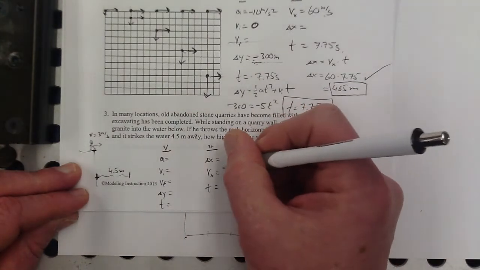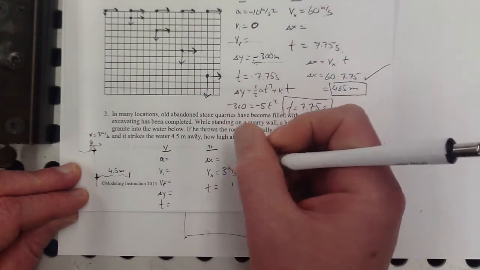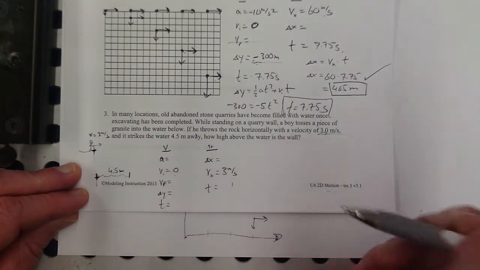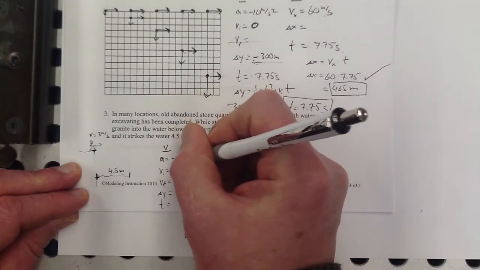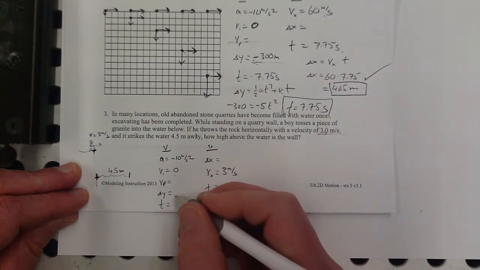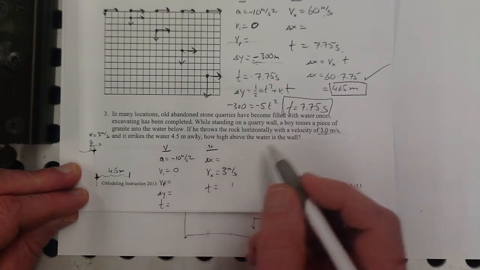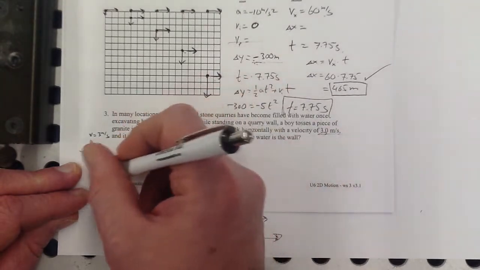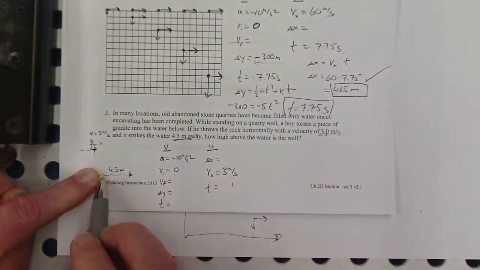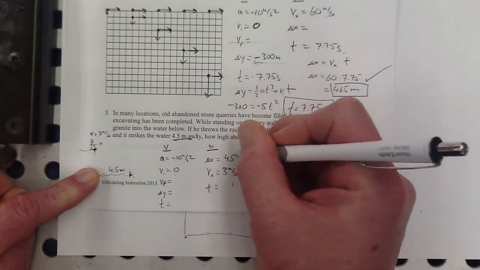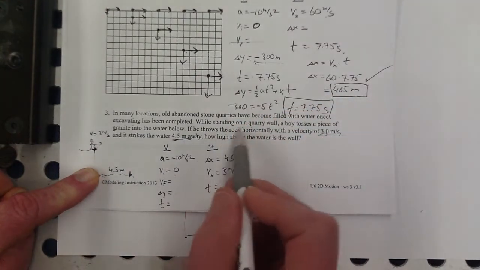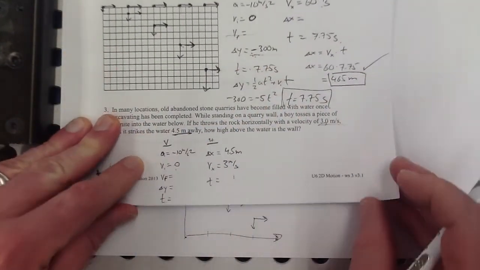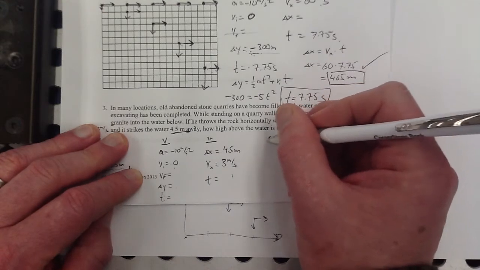The kid threw the rock at 3 meters per second, and that is horizontal, right? How much of that is vertical? None of it. This is a horizontal launch problem. That's always going to be 0 over here, every time. What's the delta y? That's what I'm looking for, and this time we know the delta x. It strikes the water 4.5 meters away. You got to be careful when you're putting these numbers into these different places, right? You can't just throw them down and hope they land in the right place.